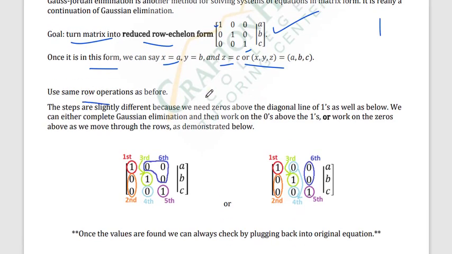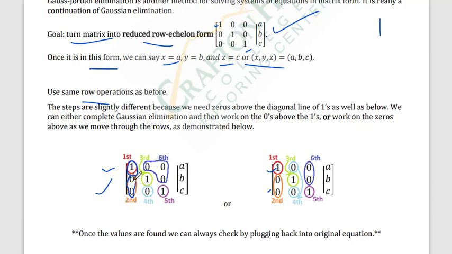Now, row operations. How do we apply row operations? There are two methods to change the augmented matrix into an identity matrix. The first step is always to change this first leading 1 with the help of row operations. The second step remains the same in both methods.